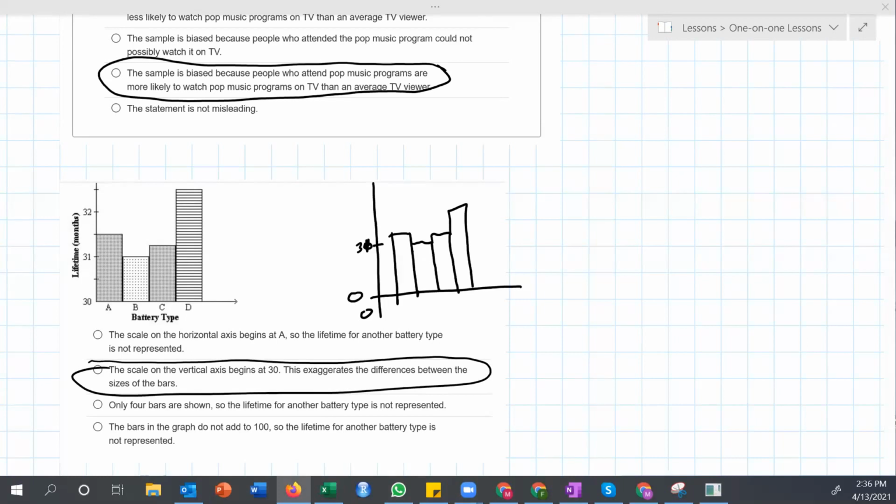All right. Next one here. It's kind of the same deal. It's almost the exact same question.